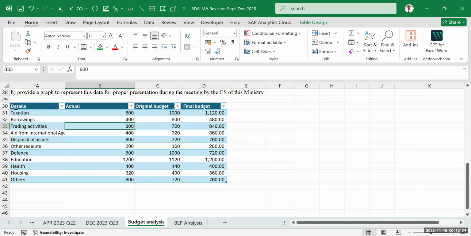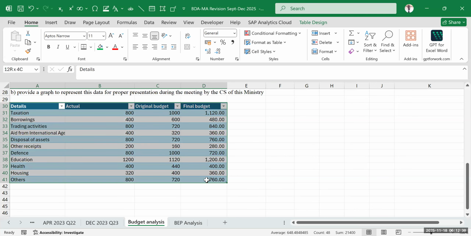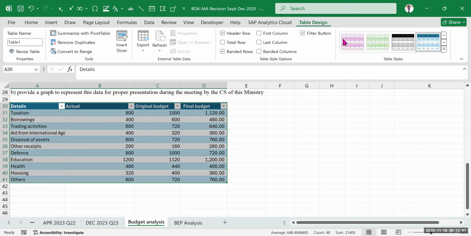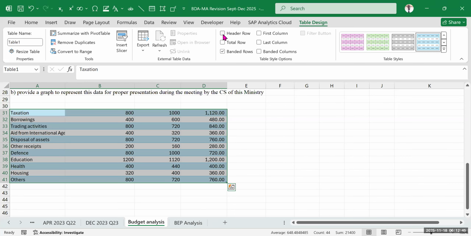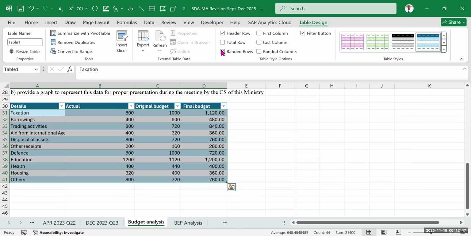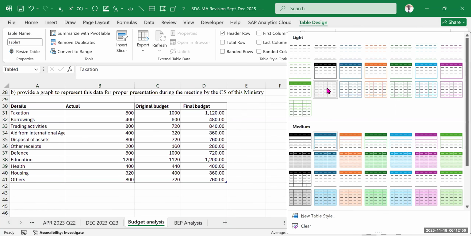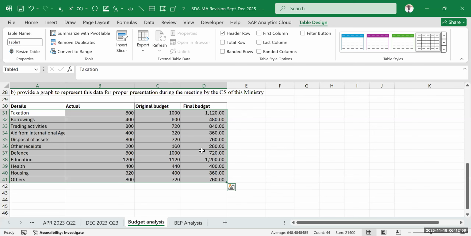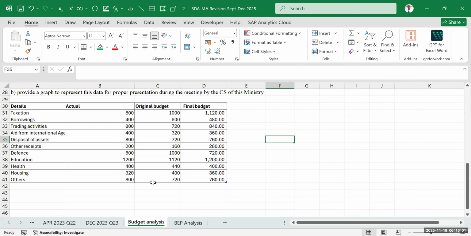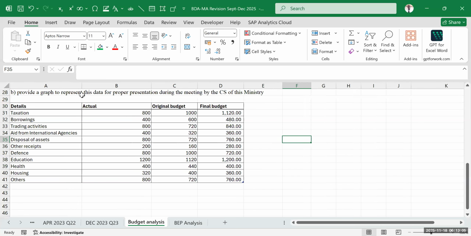And then this one here, this table, you have table designs there. I don't need the header row. No, let me just retain it. Let me remove the branding and the filter button. I don't need that. Then I just need a plain table. And I have my plain table like that. All right. So with that, is there any other adjustment I need to do now?